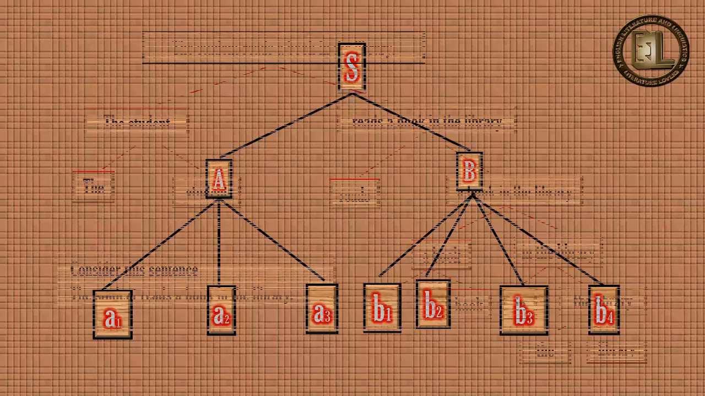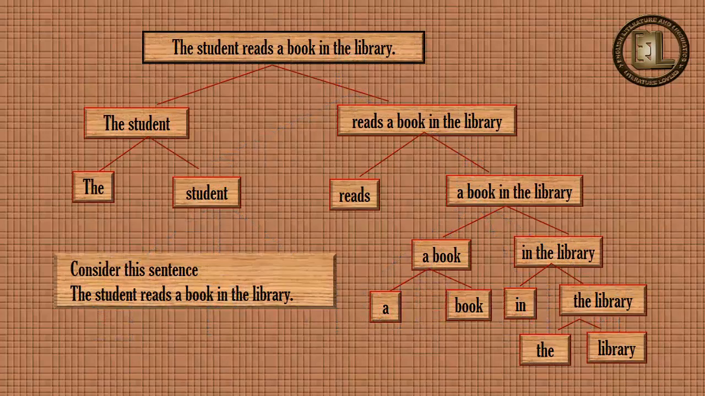Consider the sentence, the student reads a book in the library. So look at the step-by-step division of this sentence. At first, we split it into two constituents, the student and reads a book in the library. And the student is further divided into the and student, a determiner and a noun. Whereas reads a book in the library is divided into reads, which is a verb, and a book in the library, which is a phrase. And the same phrase is divided into two other phrases, a book, a noun phrase, and in the library, a prepositional phrase.